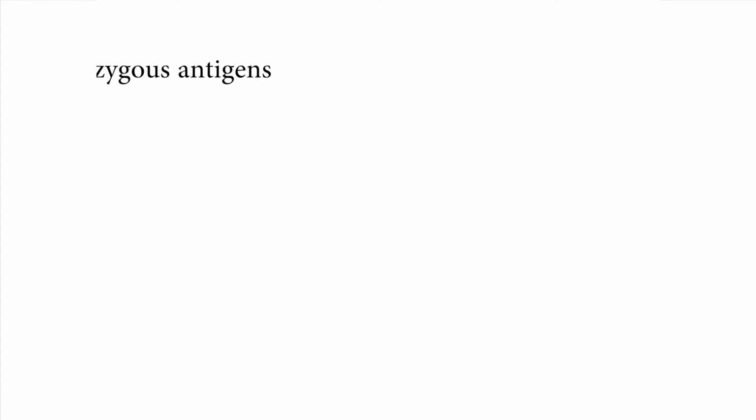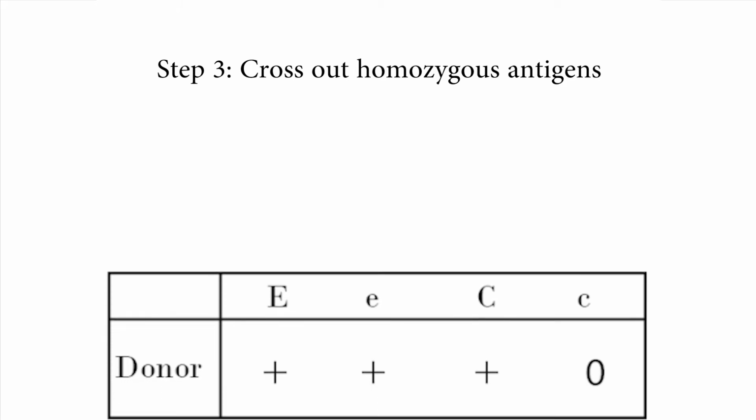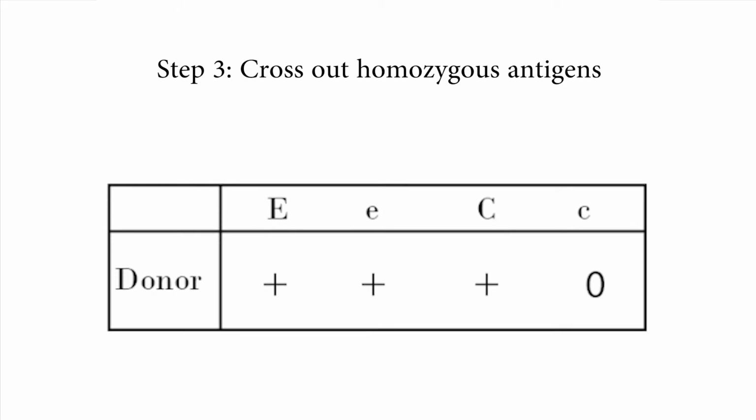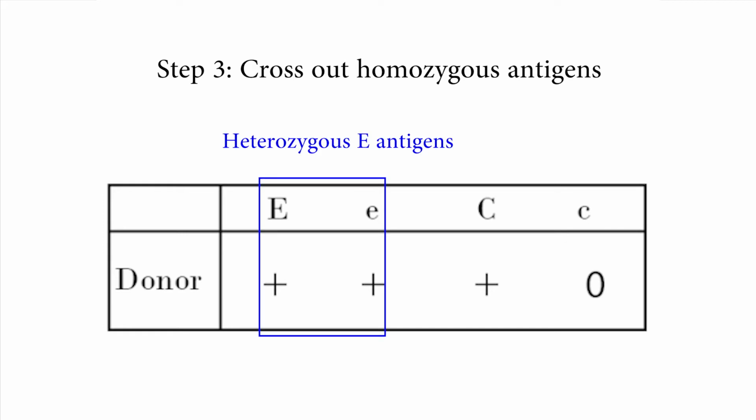Step 3. Cross out homozygous antigen. The rule here is you can only use homozygous cells to cross out. What do I mean by that? I will use the RH group as an example. If the donor is positive for both big E and little e, that means this donor is heterozygous for E antigen and cannot be used to rule out E antigen.